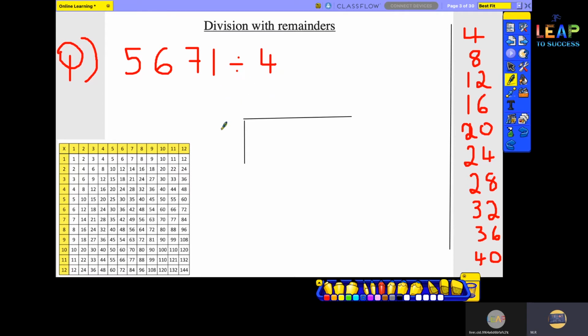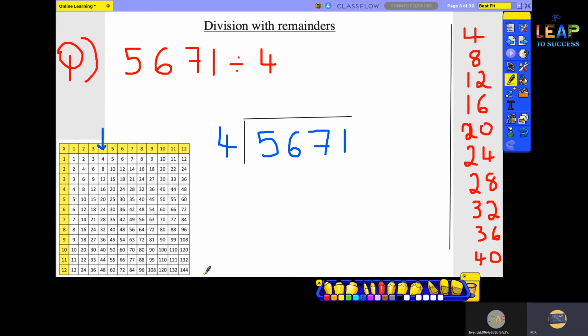So the first step is to put the numbers in the right place. You put your 4 on the outside, and you put your 5,671 on the inside.